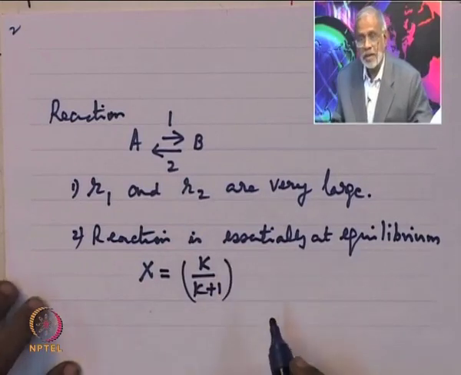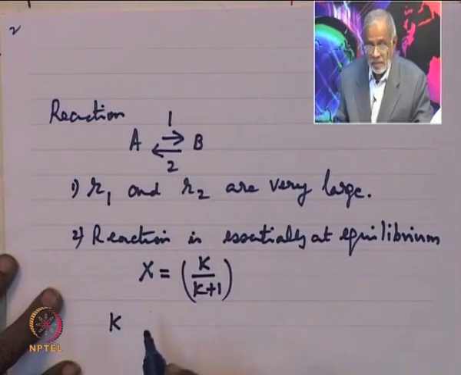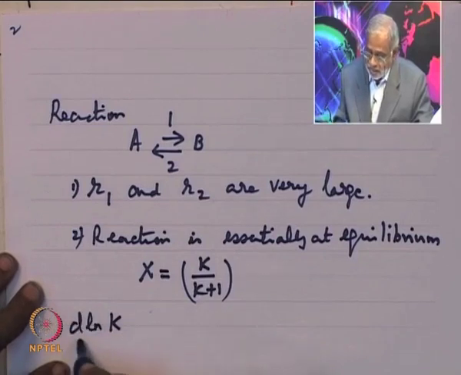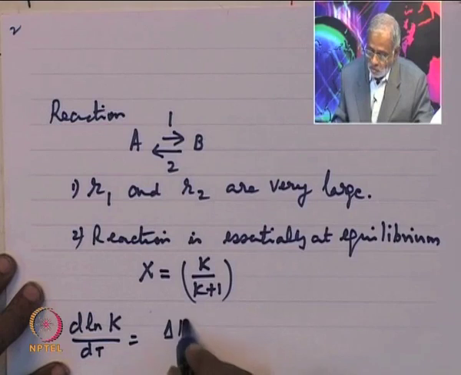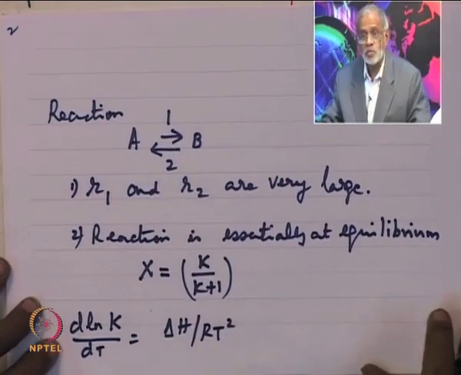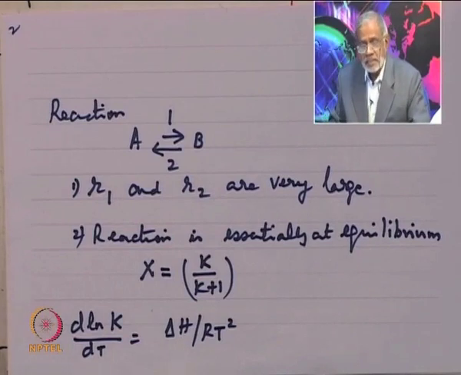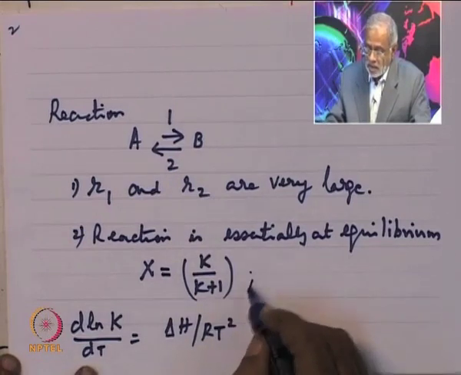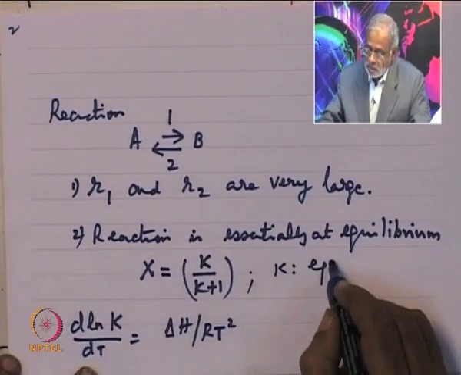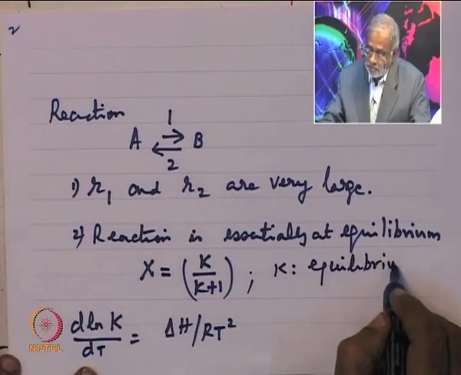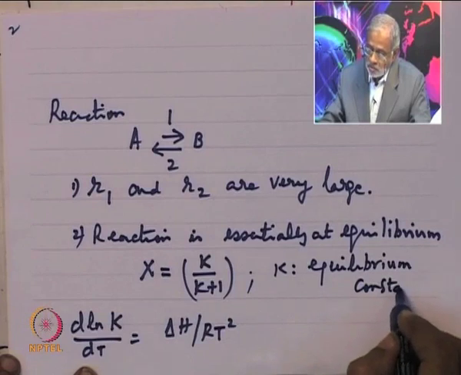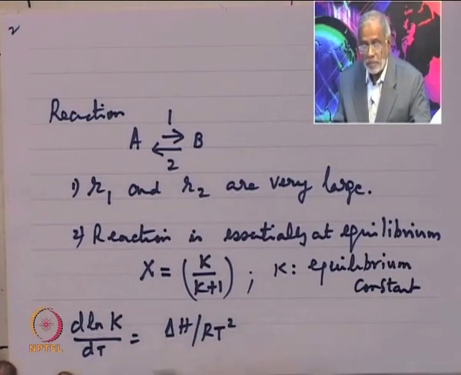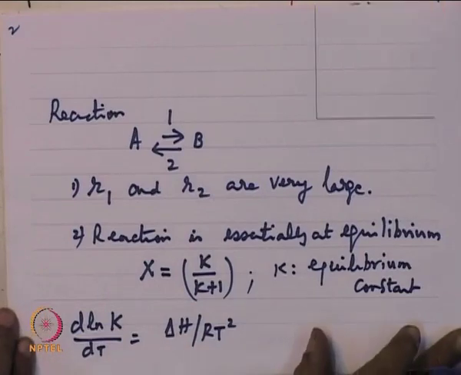Which means that the conversion at any point is given by K by K plus 1, where K is given by the Van't Hoff's equation, d ln K by dT equal to delta H by RT squared. This is one way by which we can understand that the reaction is instantaneous, meaning that the conversion is K by K plus 1, where K is the equilibrium constant, and the equilibrium constant is given by the Van't Hoff's equation, d ln K by dT equals delta H by RT squared.